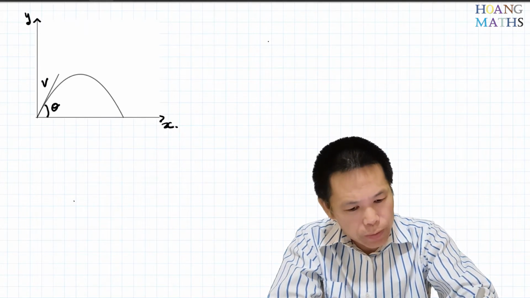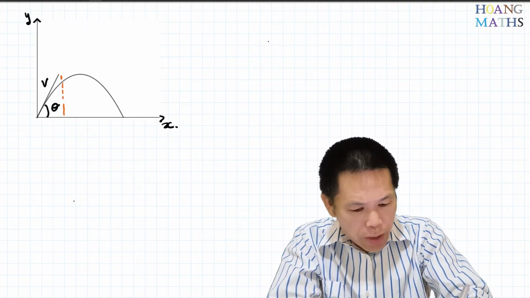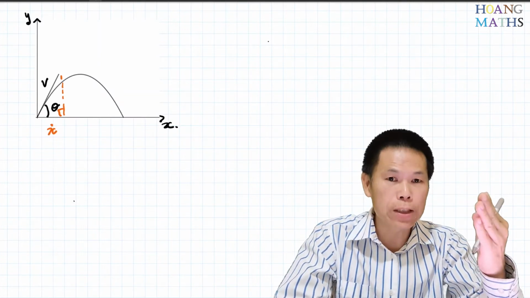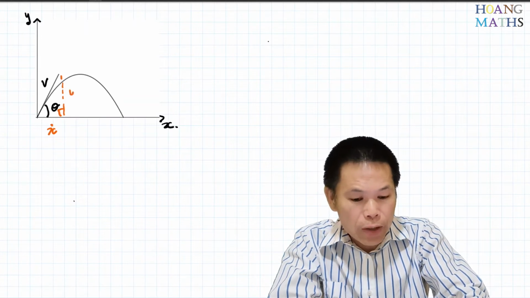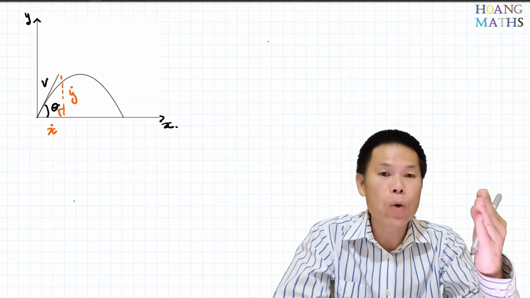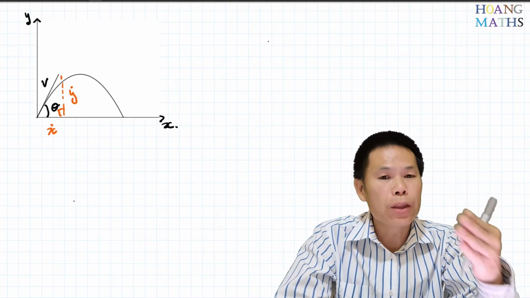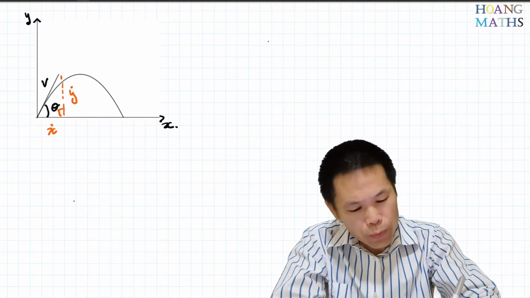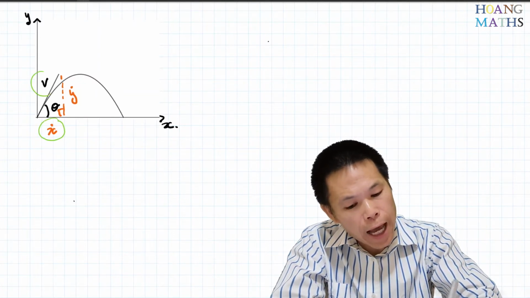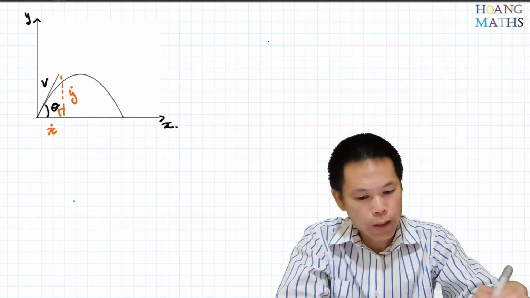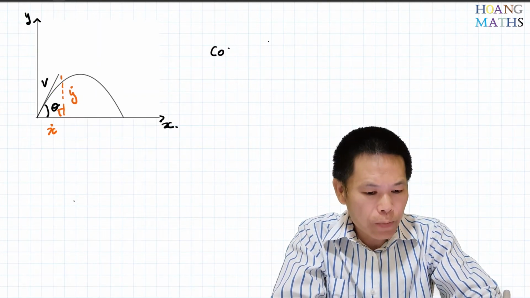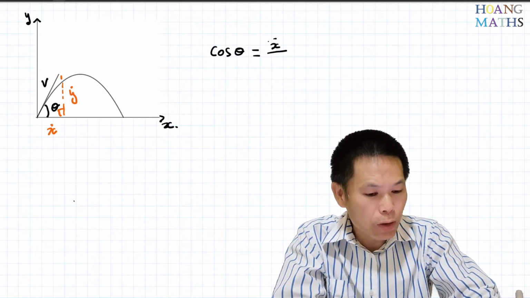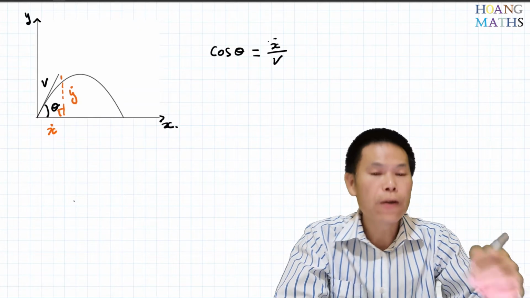So we have it here. This is the horizontal initial velocity, x dot, and we have the vertical initial velocity, y dot. To work out the velocity for vertical and horizontal, for horizontal we have adjacent and hypotenuse, which is cos. So we write cos of theta equals adjacent, which is x dot, over hypotenuse, which is V.